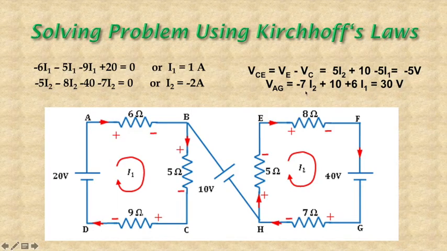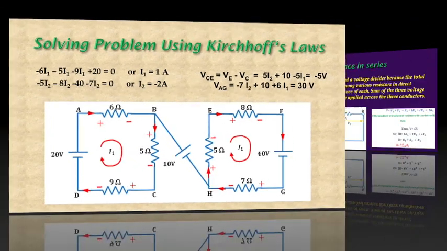Similarly, calculate VAG. Starting point is G. So the path is GHBA. So minus 7I2 plus 10 plus 6I1. Then we get 30 volt.